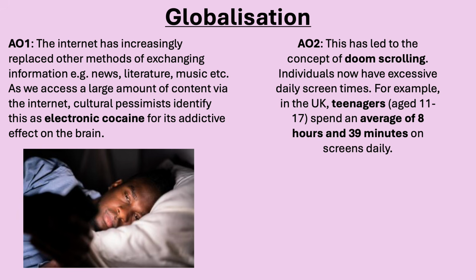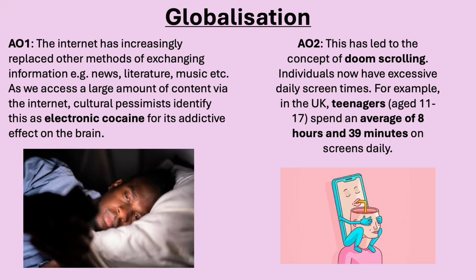And this has led to the concept of doom scrolling. Individuals now have excessive daily screen times. For example, in the UK, teenagers aged 11 to 17 spend an average 8 hours and 39 minutes on screens daily, which is a hell of a lot of time.